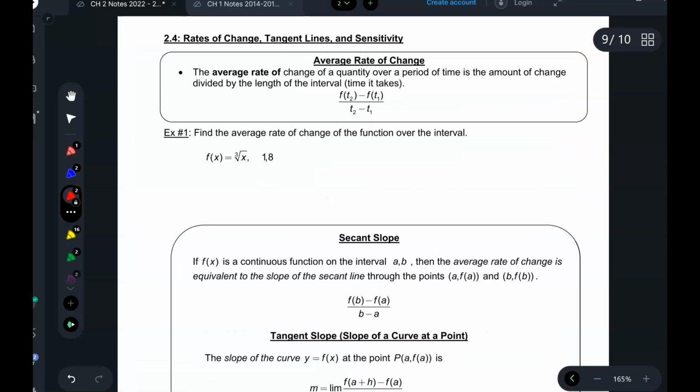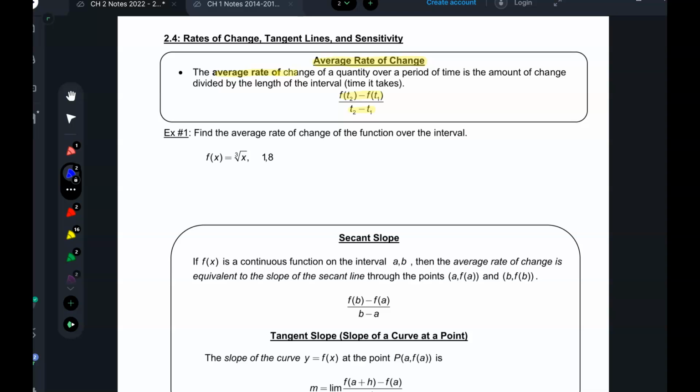Next page, 2.4, rates of change. And we've also talked about this, average rate of change. It's over a period of time. But you can also find an average rate of change on just any graph, using, what is this? This is just slope. That's all it is. Slope. Okay, so let's find the average rate of change of the function over the interval.